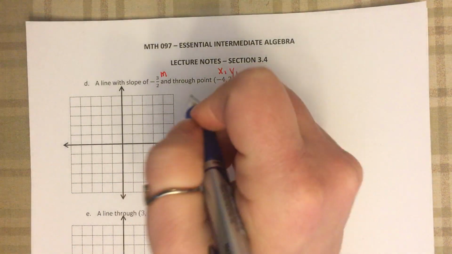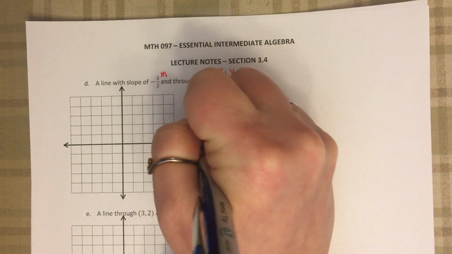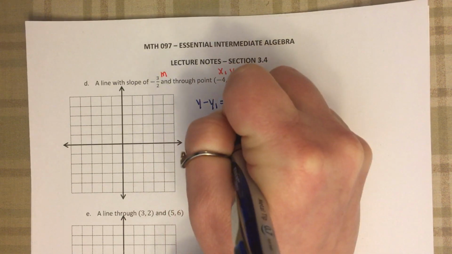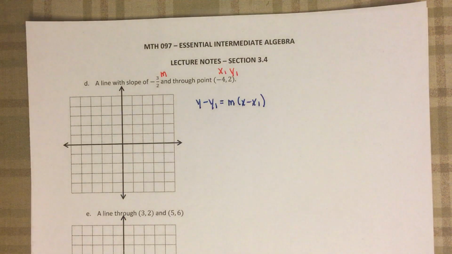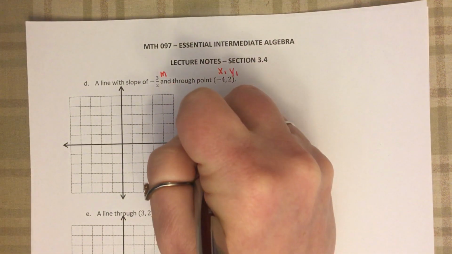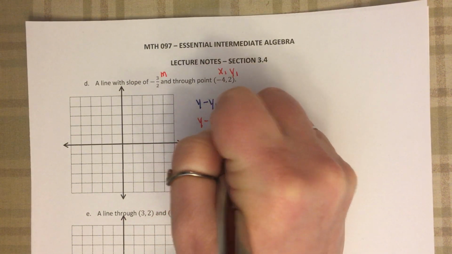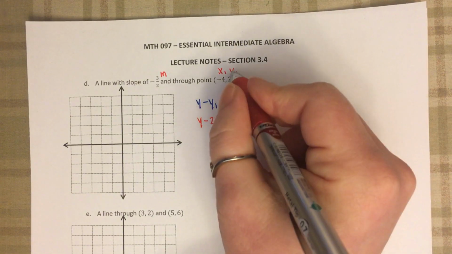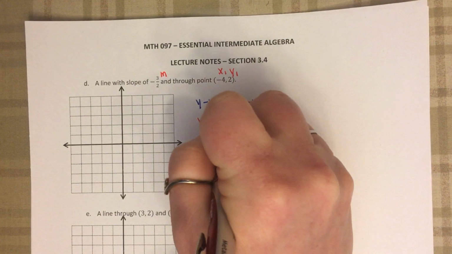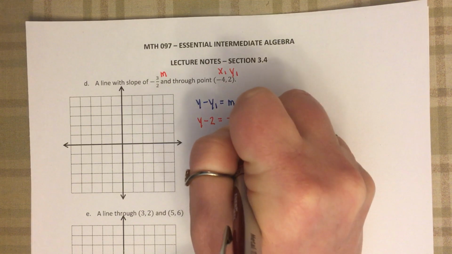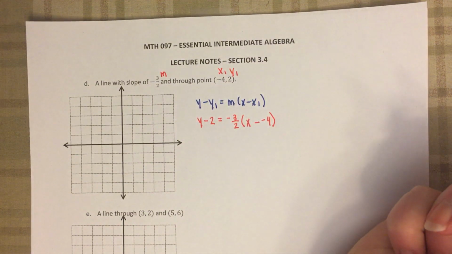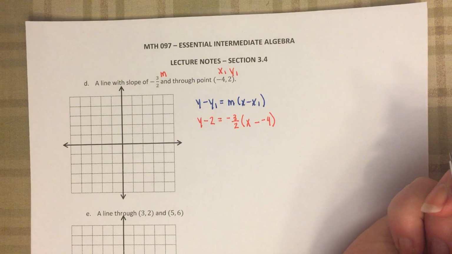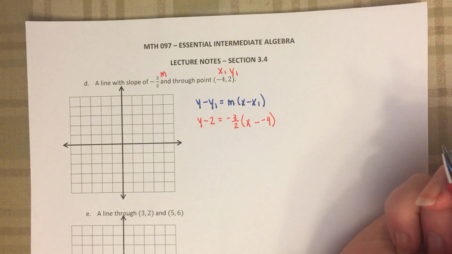So just as we did in the previous example, we are going to start with y minus y1 equals m times x minus x1. We're going to plug in the information that we have. Y minus 2, so our y1 is 2, equals m, negative 3 over 2, times x minus negative 4. When we are calculating slope, when we are plugging things into our equation, we do want to pay careful attention to our signs.